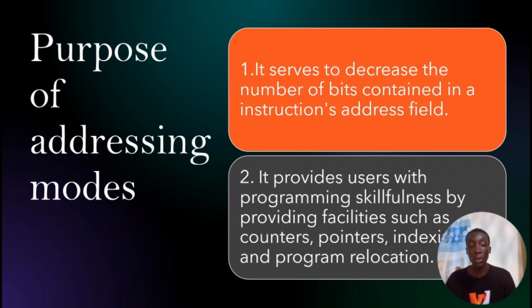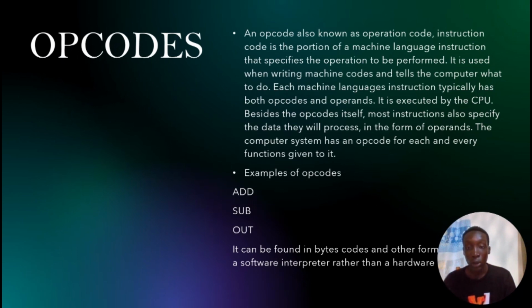Let's go to opcodes. When we say opcode, we have different names used for opcodes. We have the operation code, instruction code, etc. So now let's talk about the opcode itself. It is the portion of a machine language instruction that specifies the operation to be performed. It is used when writing machine code and tells the computer what to do. Each machine language instruction typically has both opcodes and operands. It is executed by the CPU.